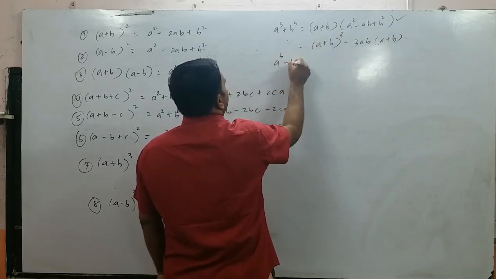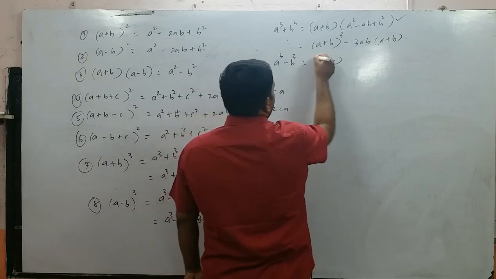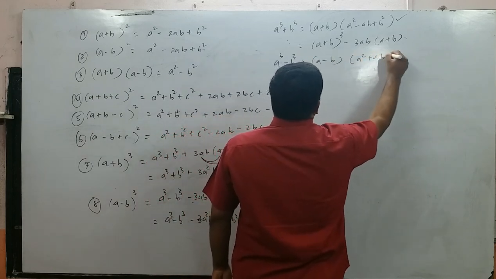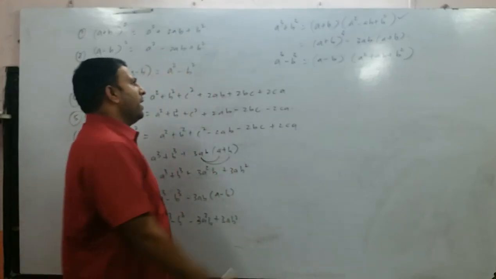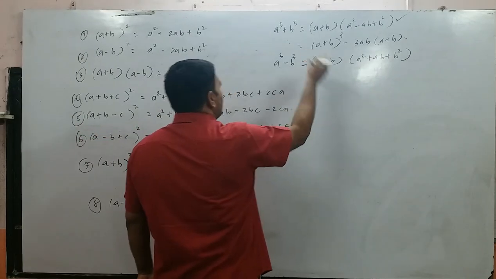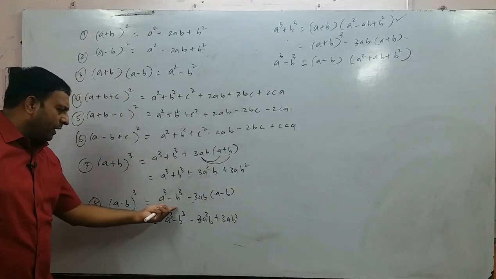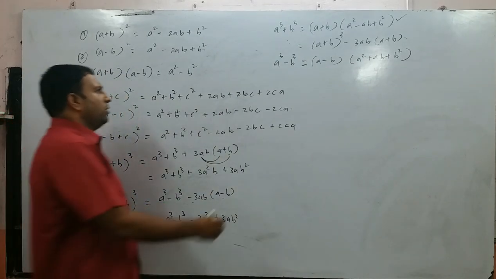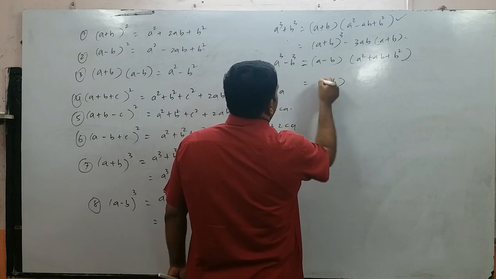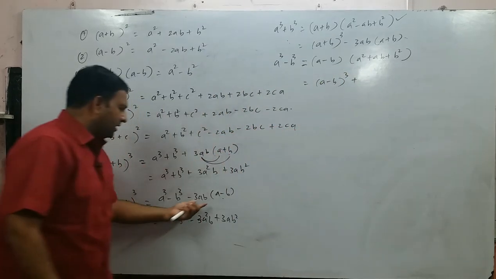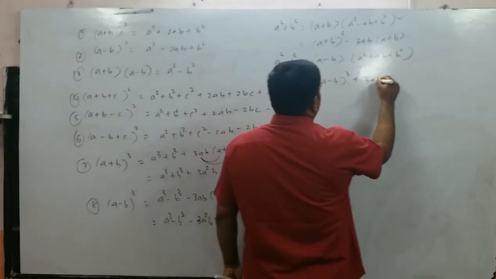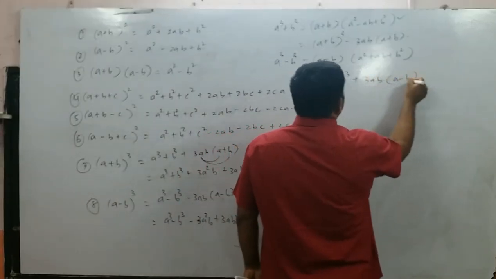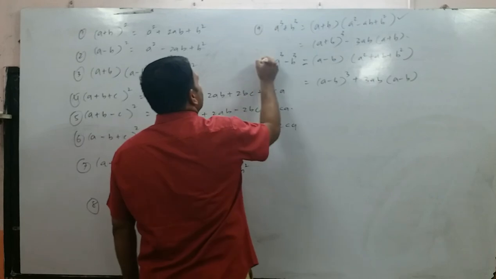Similarly, a cube minus b cube. A cube minus b cube is (a minus b) into (a square plus ab plus b square). And then the other formula, a cube minus b cube is equal to (a minus b) whole cube plus this, the entire thing will come to this side. This will become plus 3ab, and since it is in brackets, you will have a minus b. So this is 9 and this is 10.